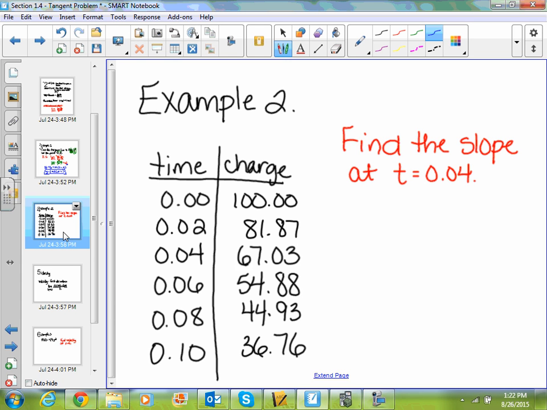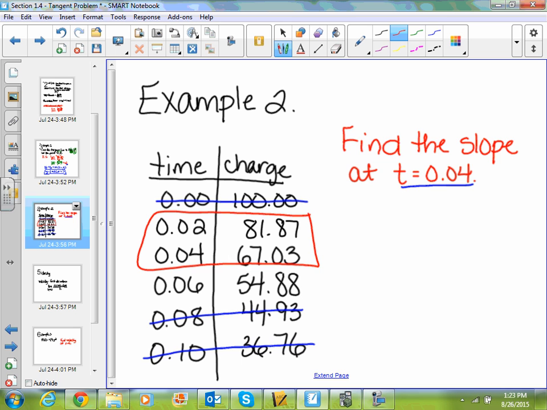And since I want to know what my slope is at 0.04, I'm going to ignore all the numbers that don't have anything to do with 0.04. And I'm going to find my slope of this and my slope of this. And I'm going to average them.